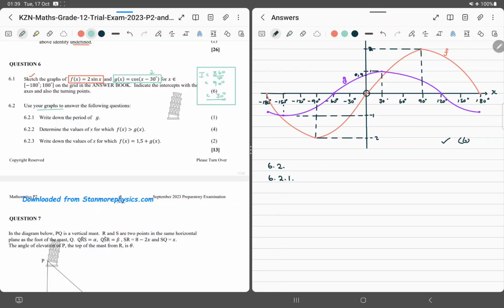6.2.1. Write down the period of g. As we can see, the coefficient of x is 1. So the period T is going to be 360 degrees. Easy.